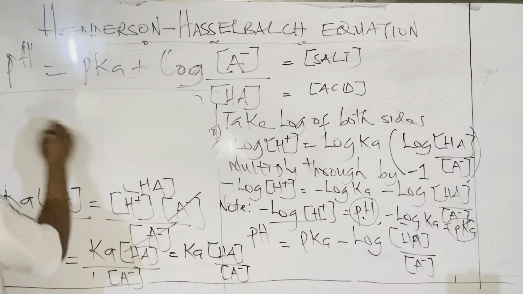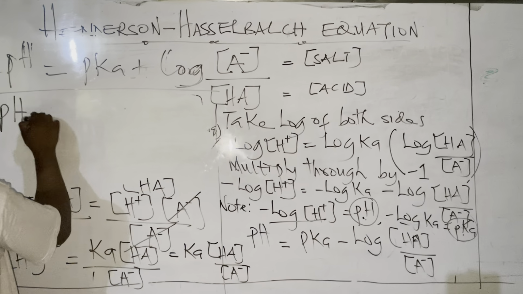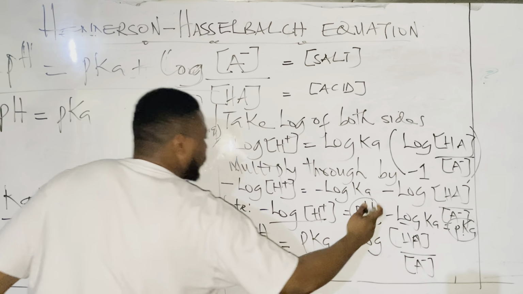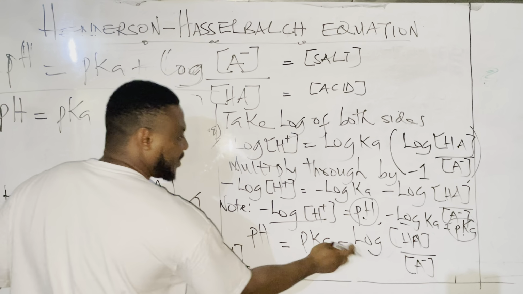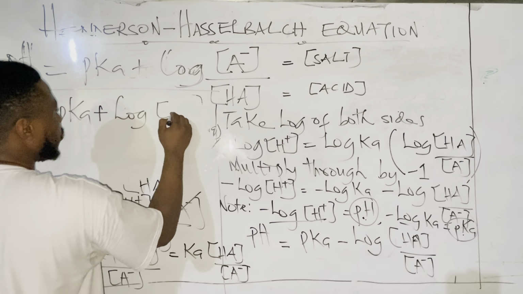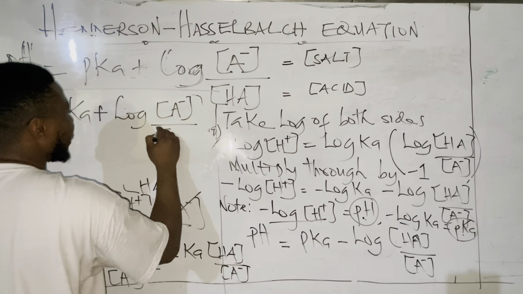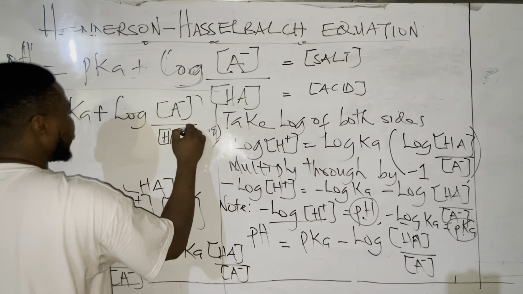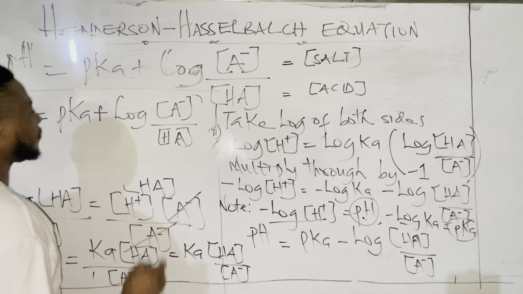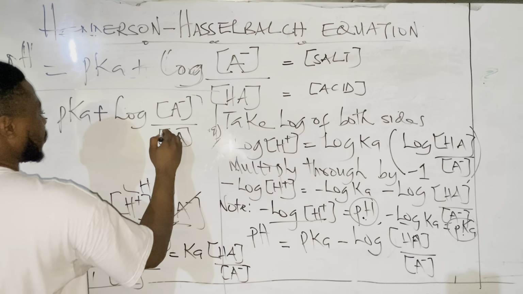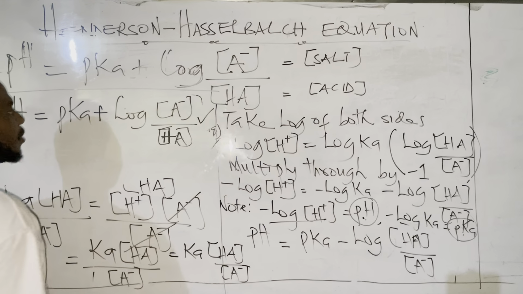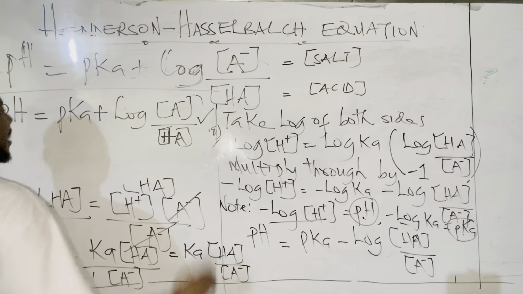So now rearranging, pH will be equals to pKa. When you want to take A minus to the top and bring HA down, this sign will change to plus. So this will be plus log of your conjugate base divided by the concentration of your acid, HA. This is what you now have. So this is the Henderson-Hasselbalch equation. If you look at it now, it's exactly the same thing as what I stated earlier.